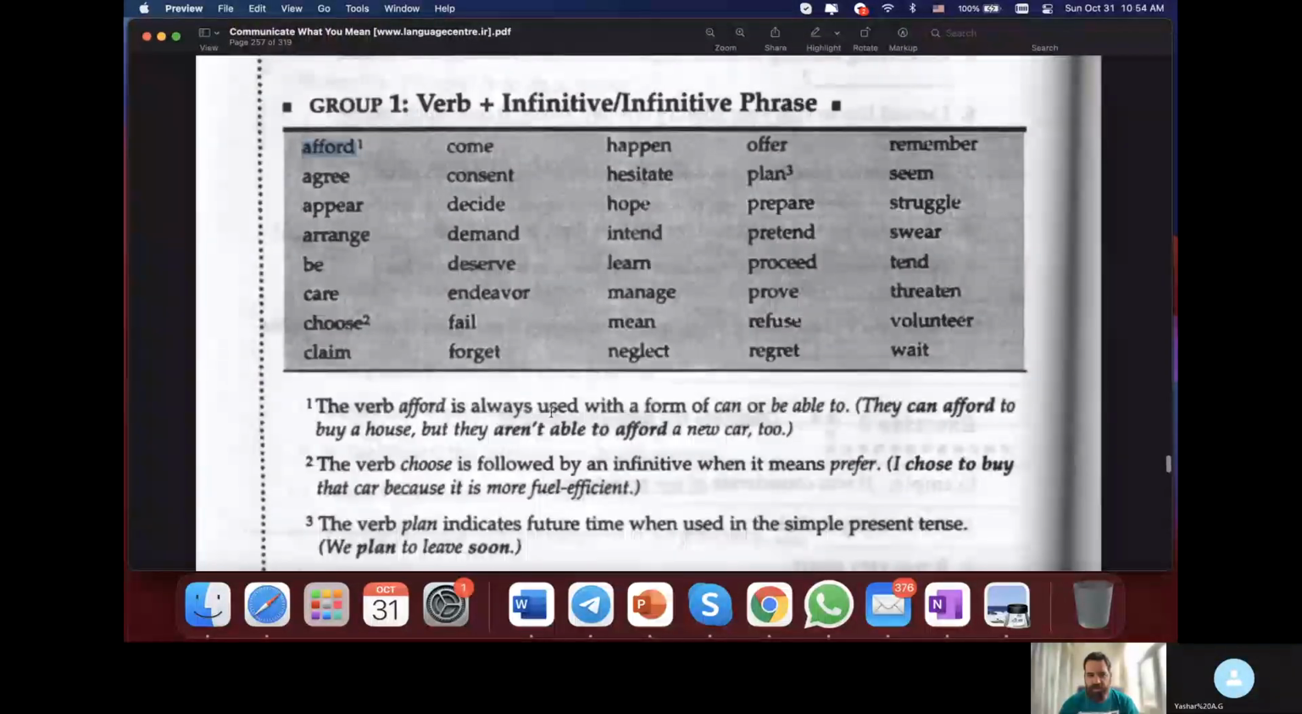The verb afford is always used with the form of can or be able to. I can afford or I am able to afford. They can afford to buy a house, but they aren't able to afford a new car too.